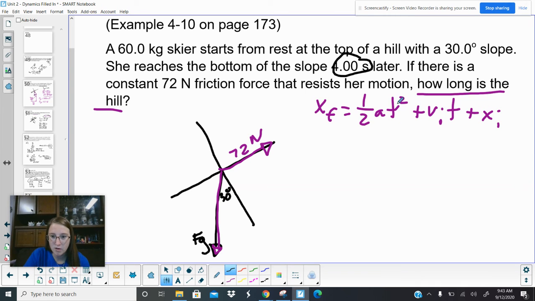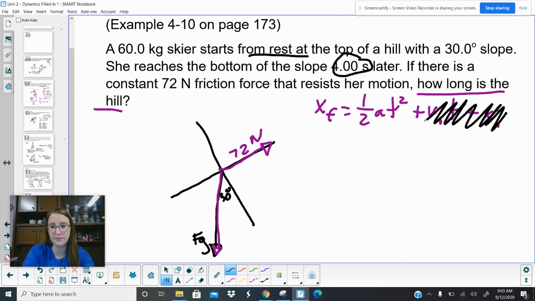We have time. We're looking for how far down the hill she's gone, how long the hill is. We need to use the position formula. So let's look at this formula here, and then we'll kind of attack this. Now, we want to find x final. We know t, we know it's 4 seconds later. We know that she starts from rest at the top of the hill. We are going to be able to ignore this part of the equation.